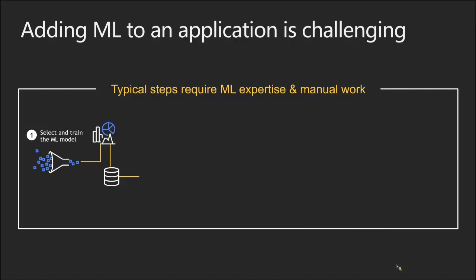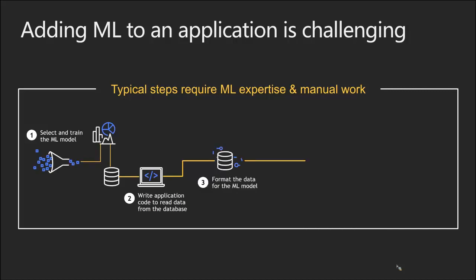So typically, and this is the old way that you would need without a capability like this, is you would need to, first of all, train your machine learning model. If you don't yet have one, maybe you already do. So in that case, you can skip step 1. So let's assume that now you have a machine learning model or algorithm available. You would need to write application code that would read the data from your database. You would need to do that in your application. You would need to format the data in a format that the machine learning model can read.